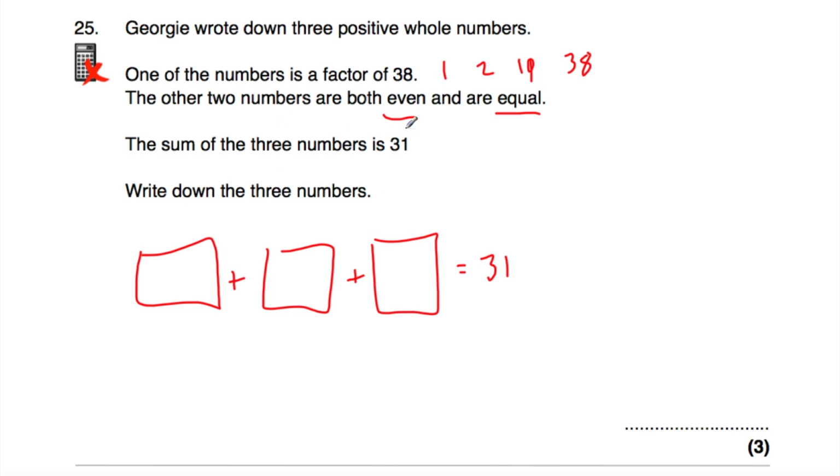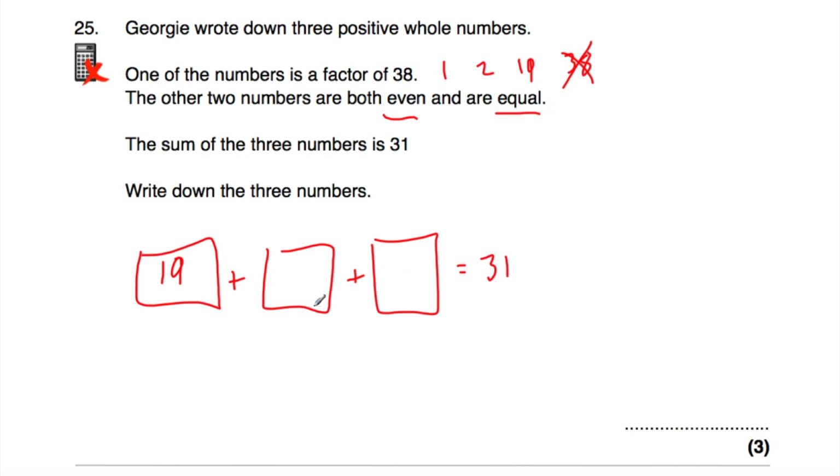Okay, so let's find what these numbers would be. So let's consider, well, we're not going to choose 38 because we want them to add together to be 31, and they're positive, so there's no negative numbers here or anything. So 38 is not going to be one of our options. Let's try 19. So if we had 19 here, then we would want 2 numbers here and here that are both the same and both even, and they would add together with 19 to give us 31.